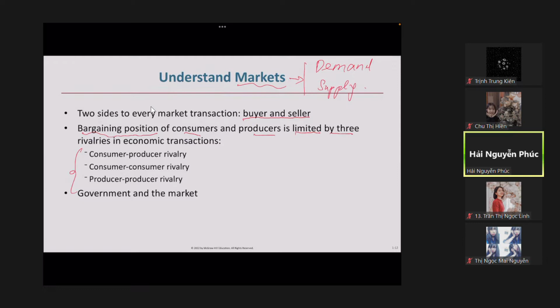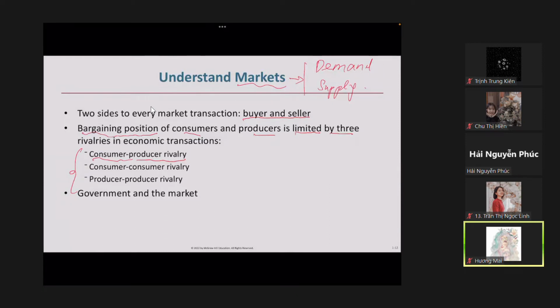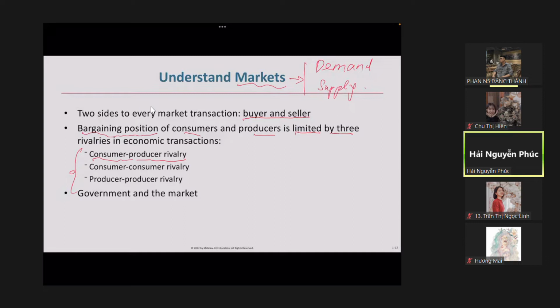For example, the first one is called the consumer-producer rivalry. So what do we mean? There will always be some kind of conflicting interest between the consumers and the producers. For example, as a consumer, we want to buy the goods at a lower price, but the producer wants to sell the good at a higher price. So we have some kind of conflicting interest between the two players in the market.